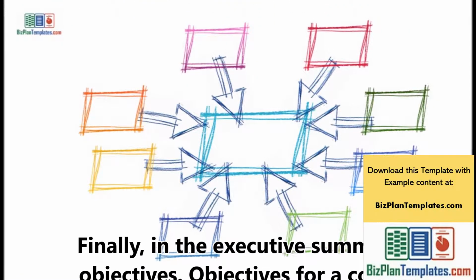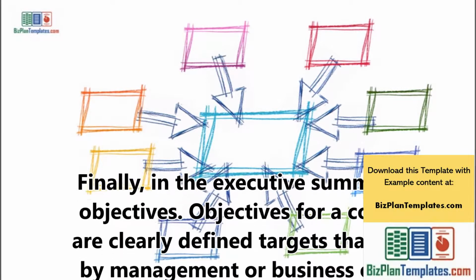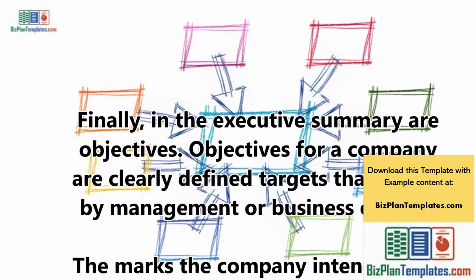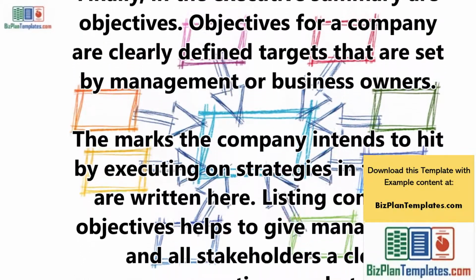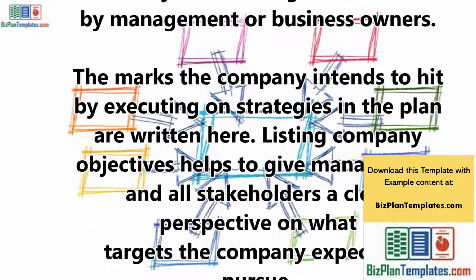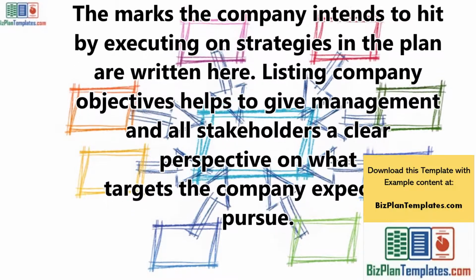Finally, in the Executive Summary are objectives. Objectives for a company are clearly defined targets that are set by management or business owners. The marks the company intends to hit by executing on strategies in the plan are written here.